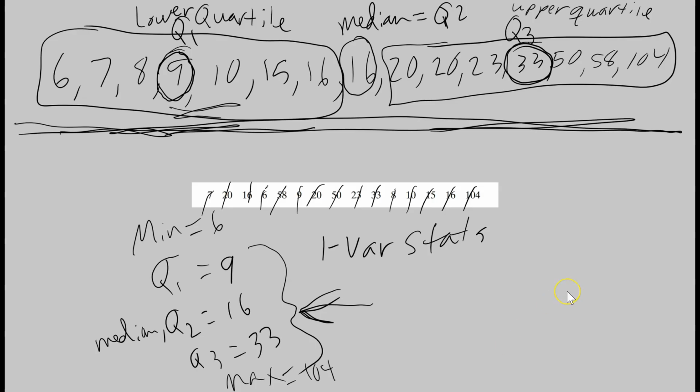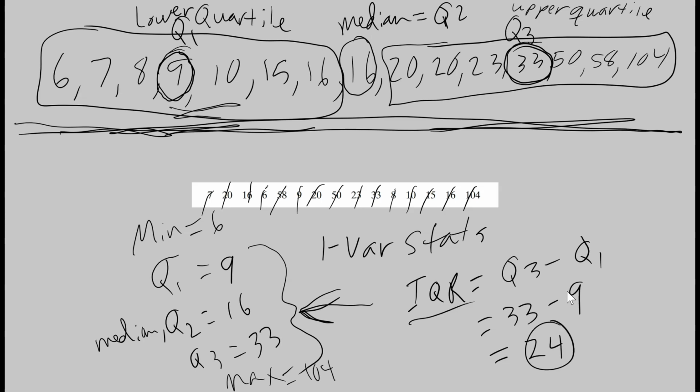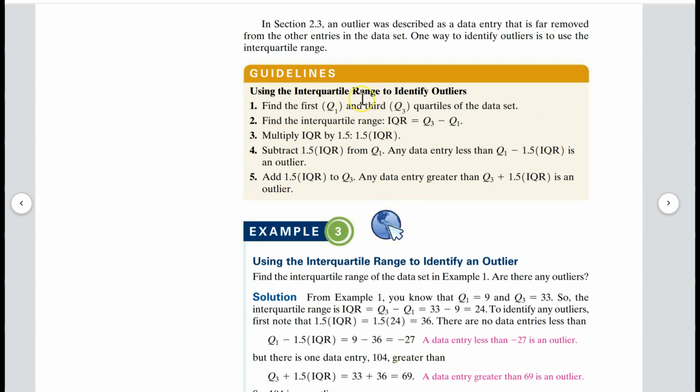So if we go back to our example that we were just looking at, the IQR here would be Q3 minus Q1, so it would be 33 minus 9, so the interquartile range here would be 24. That is the IQR for that example we did earlier. Now that we know how to find the interquartile range, that allows us to do one more thing: it gives us a more mathematical way to qualify outliers.